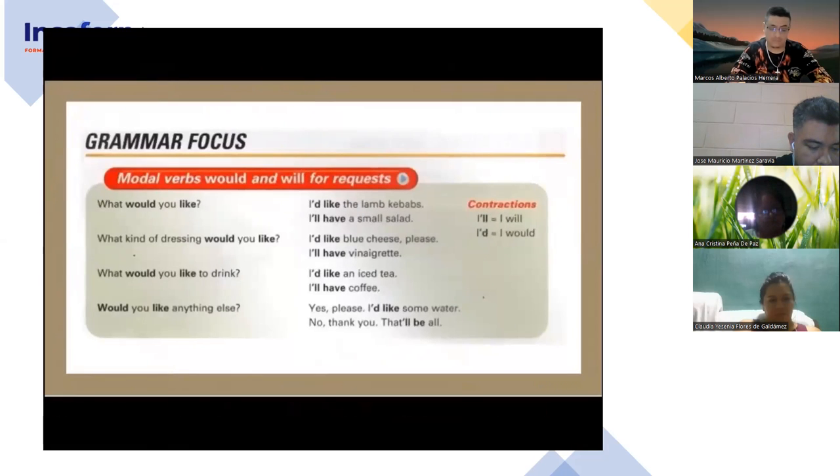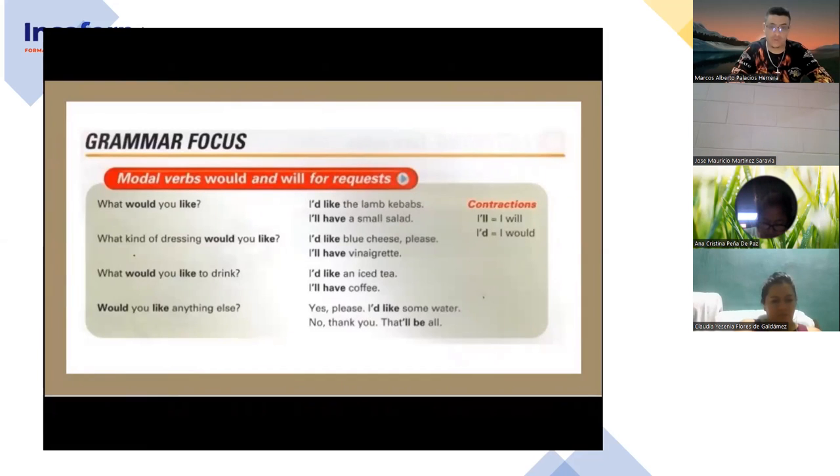Modal verbs would and will for requests. What would you like? I'd like the lamb kebabs. I'll have a small salad. What kind of dressing would you like? I'd like blue cheese, please. I'll have vinaigrette. What would you like to drink? I'd like an iced tea. I'll have coffee. Would you like anything else? Yes, please. I'd like some water. No, thank you. That'll be all.